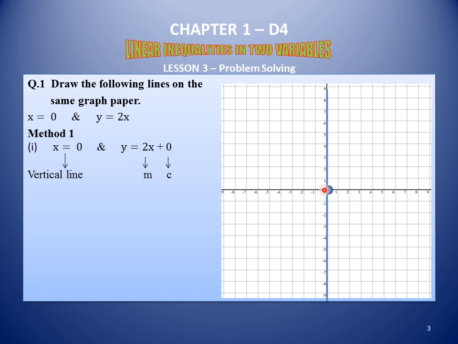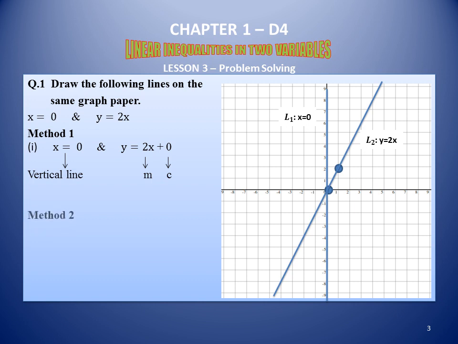Now for the second point, we will take its gradient. Because its gradient is a whole number, we will put 1 in the denominator. The numerator, which is 2, is your rise and the denominator is run. Both rise and run are positive. So from this point we will move 2 units above and 1 unit on the right side. So this is the second point. At this point we will place a dot. Joining these two points we will get a straight line, and we label these lines to complete the graph.